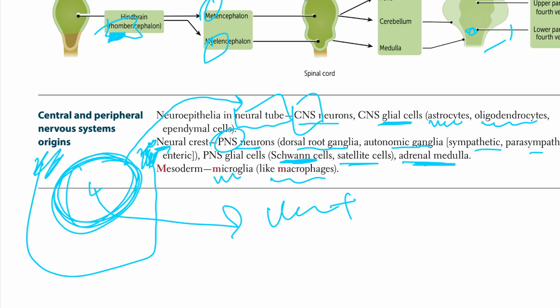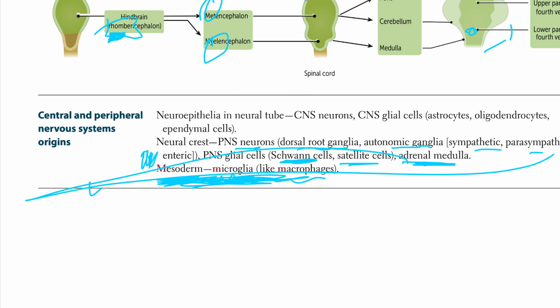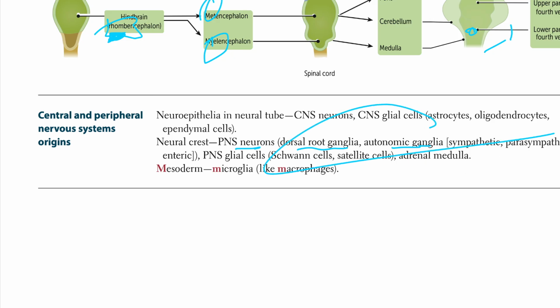And if you look at this one, this is of mesodermal origin: microglia, like macrophages, are of mesodermal origin. And that's all about it. So let's just recall this and then move on to the next one.